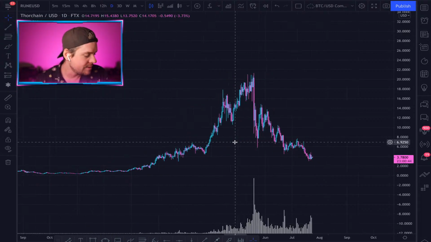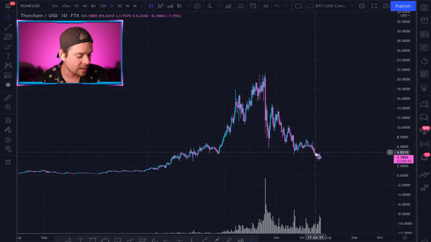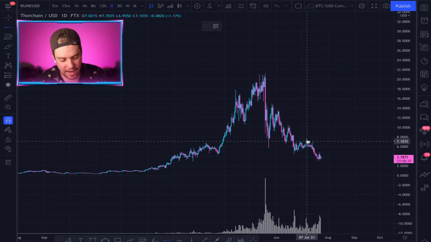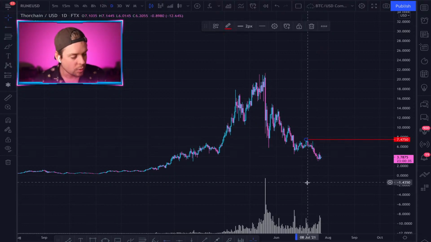Okay, Rune, downtrend. Pretty significant downtrend. Again, what are we looking for? We're looking for a break of trend, okay? Where was the last high? The last high was right here. When you're in a downtrend, don't fight it. The last high was at $7.50. Until we get above $7.50, don't worry about it.